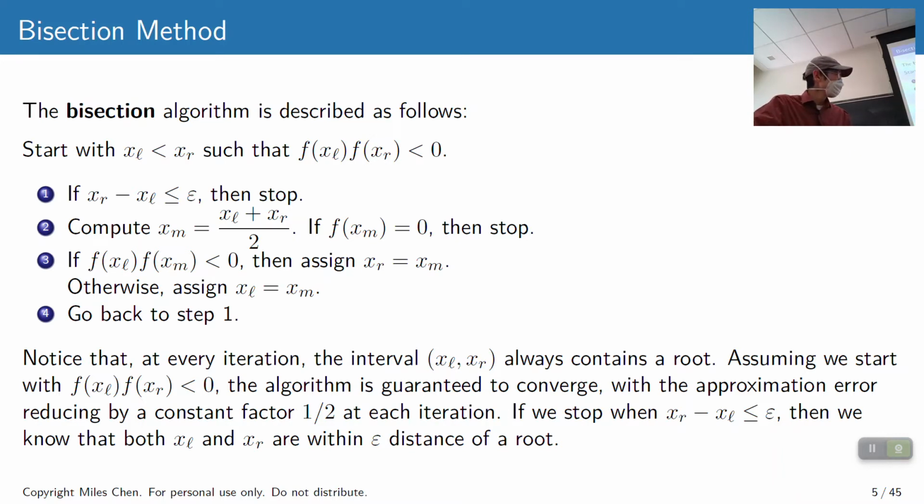So what you do is you take that midpoint, and then you ask, what's the sign on the midpoint? And so you'll just take the function on the left and multiply it by the function value at the midpoint.